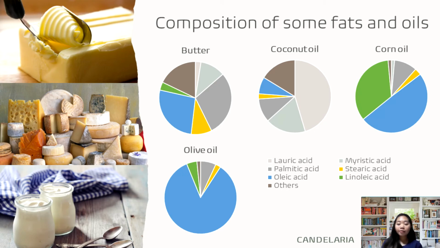The figures above show the composition of some common acids and fats. It can be clearly seen that all of them have different compositions and they also differ in the dominant fatty acid present. Palmitic and oleic acid are the major components of butter, while lauric acid is for coconut oil, oleic and linoleic acid for corn oil, and oleic acid for olive oil. Among these products, olive oil has the fewest types of fatty acid present.